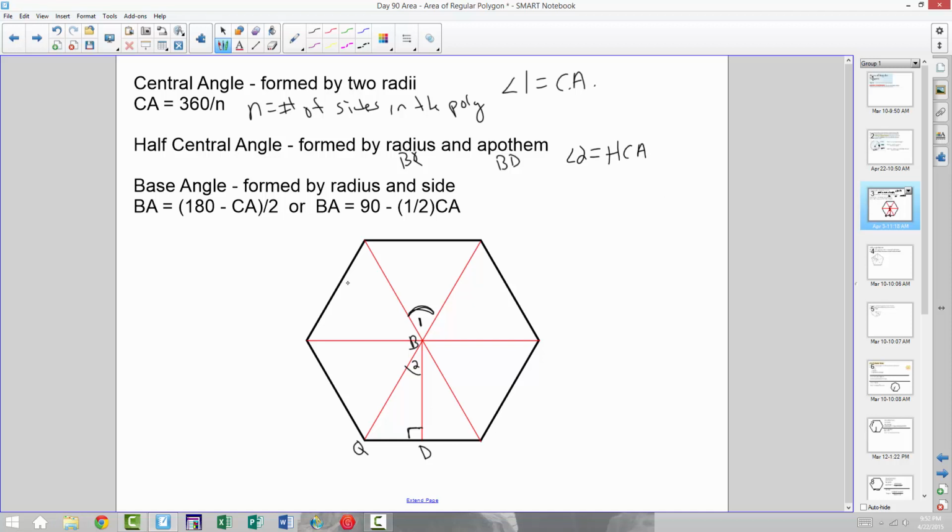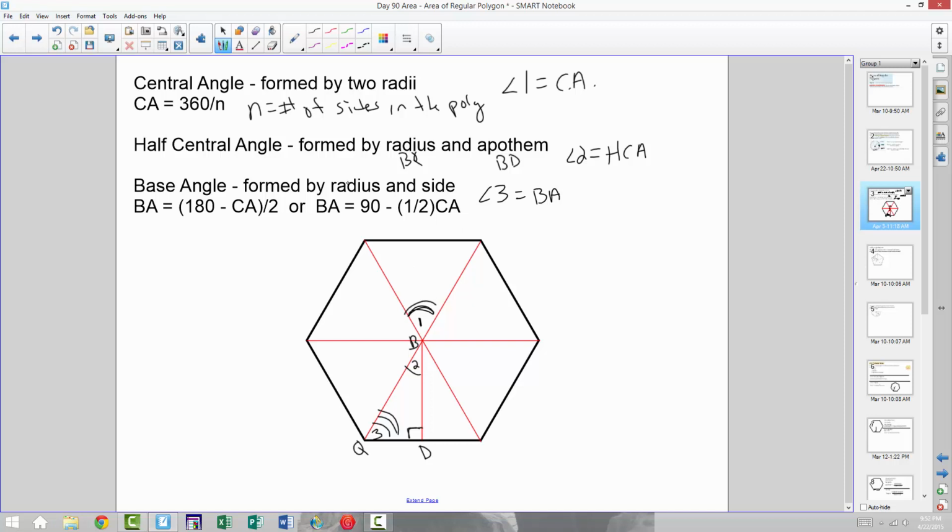And then I have the base angle, which is formed by a radius and a side. Okay, this is going to be angle 3, my base angle. Base angle is angle 3 down here. So I have my central angle, I have my half central angle, and I have my base angle. Your base angle is equal to 180 minus your central angle divided by 2, or 90 minus half your central angle.